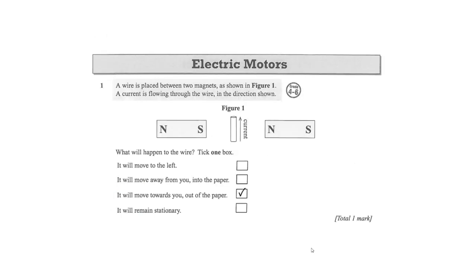A wire is placed between two magnets as shown in figure 1. A current is flowing through the wire in the direction shown. What will happen to the wire? So A, it will move. Then you're going to have to use the left-hand rule. Remember FBI on your left hand: the thumb is the direction of the force, the index is the direction of the magnetic field, north to south, so pointing to the left, and the current is going upwards. Therefore, the force is applied towards you, out of the paper.